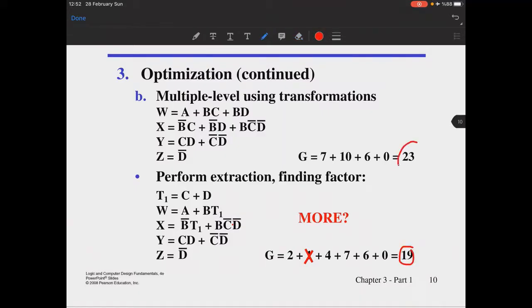So as you see, when we perform multiple level optimization, it has been dropped to 19 here. Can we do more here? Is there anything we can do with what we learned so far? Can we do anything more here? Just pause the video and think about it.